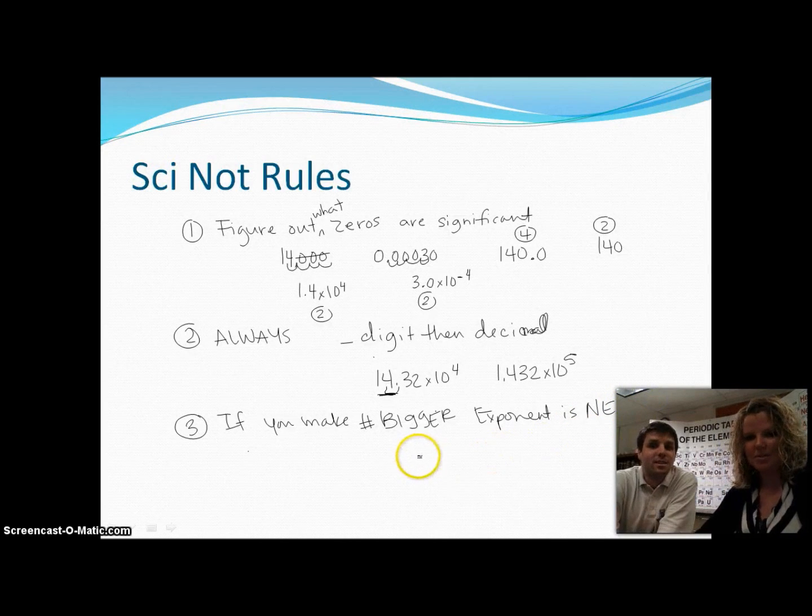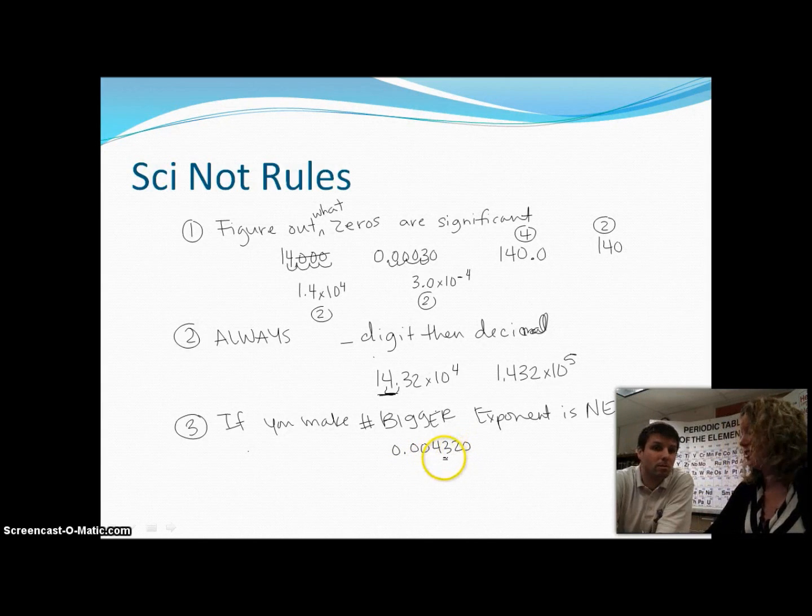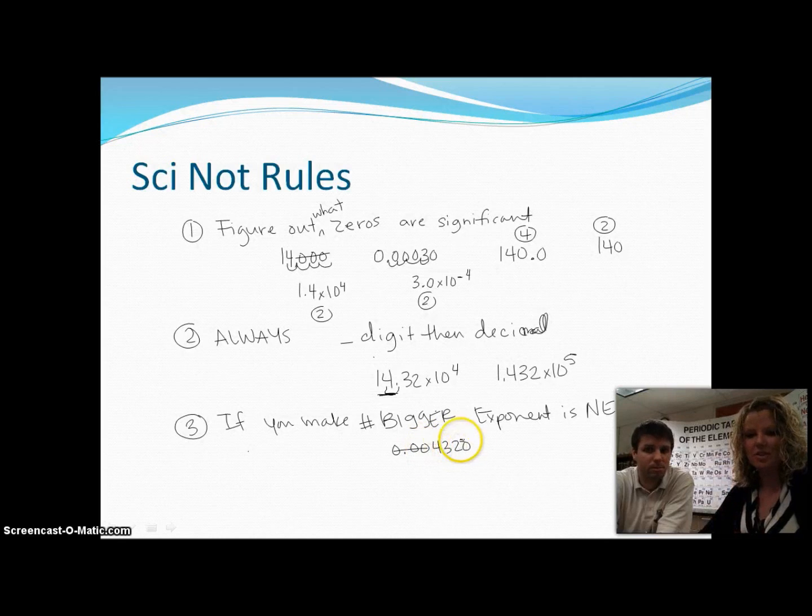So, an example of this would be 0.004320. How many sig figs do we have in that, just to quiz you? We have 4. You're so good. So we have a couple placeholders here, so we don't use these. And then there's numbers in front of this guy to the right of the decimal, which is very important. So therefore we have 4.